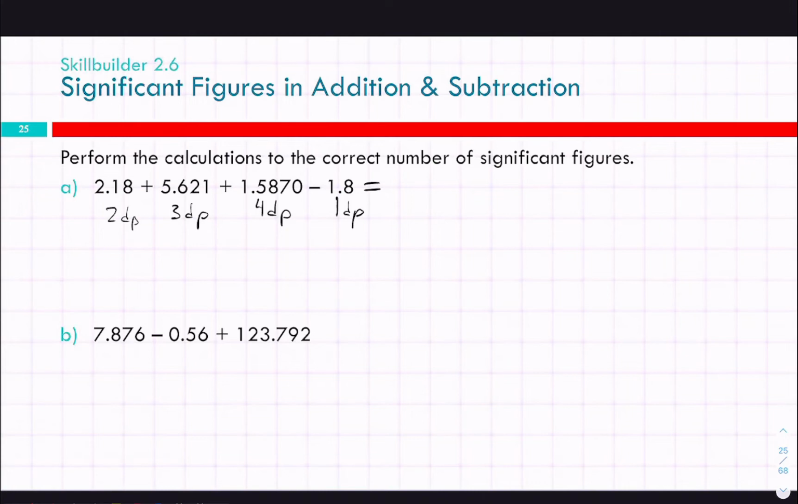We're going to get, as the whole number here, 7.588, but our smallest number of decimal places is one. So this will be 7.6. So that's how we would do it on the calculator: just straight across, and then take the answer and round it.